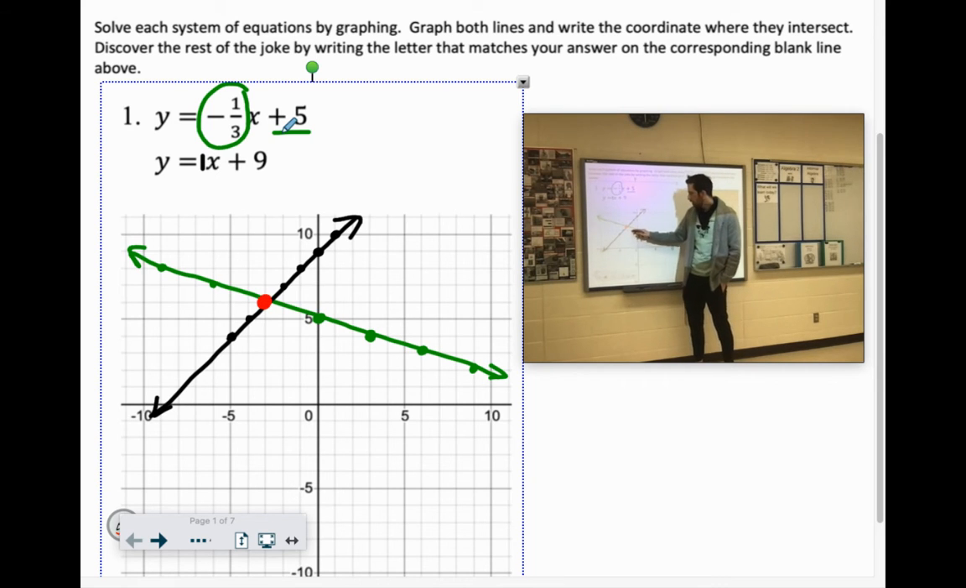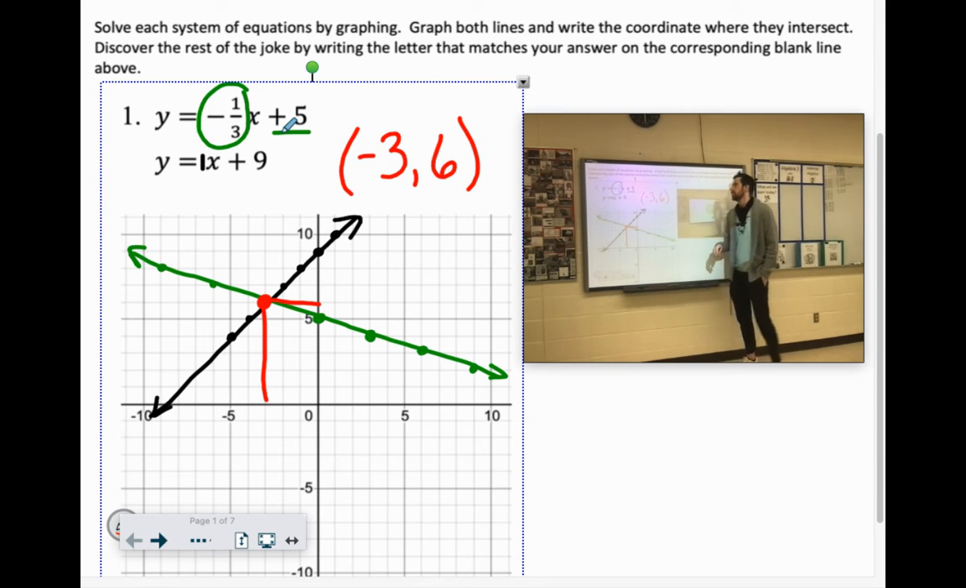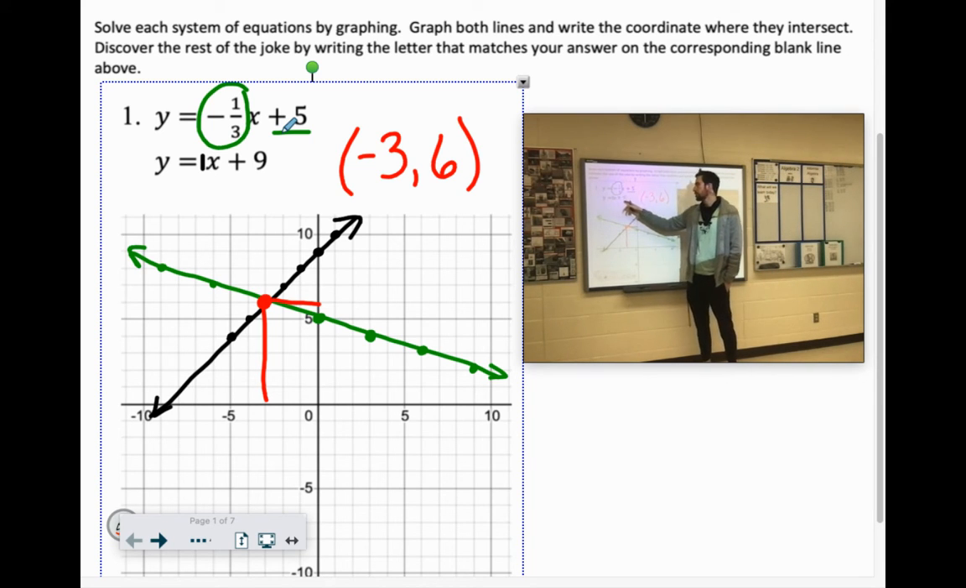So that coordinate is 3 to the left and 6 up. So 3 to the left would mean the x is negative 3, y is positive 6. Now if you substitute those back into both equations, they both work. If you did y equals x plus 9, negative 3 plus 9 would give you 6. Negative 1/3 of negative 3 would be positive 1 plus 5 is 6. So let's try out another.